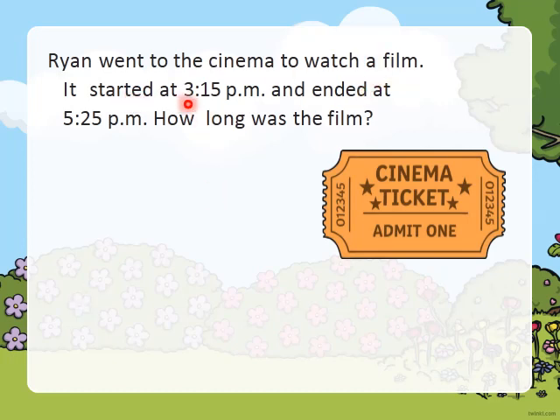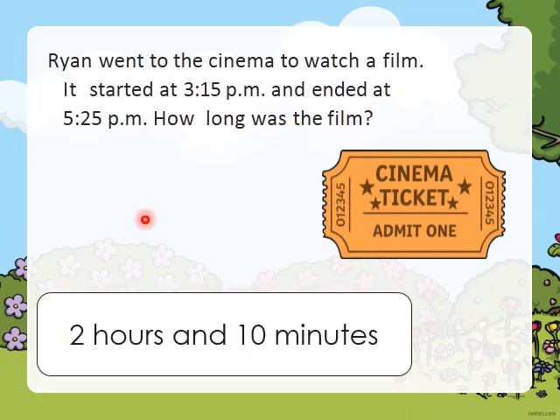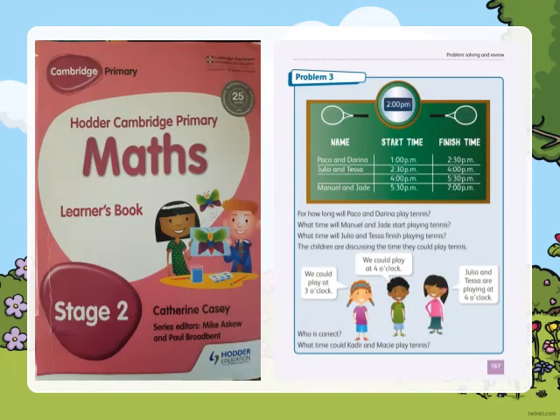Ryan went to the cinema to watch a film. It starts at 3:15 and ended at 5:25. How long was the film? The film was 2 hours and 10 minutes long. Very good. Now, take out your Math Learners book, open page 167. Let's solve the problem.